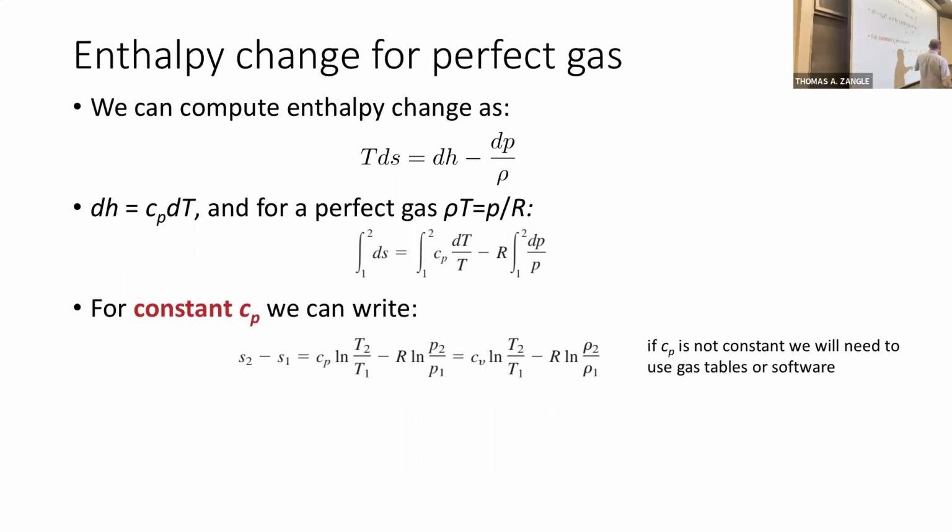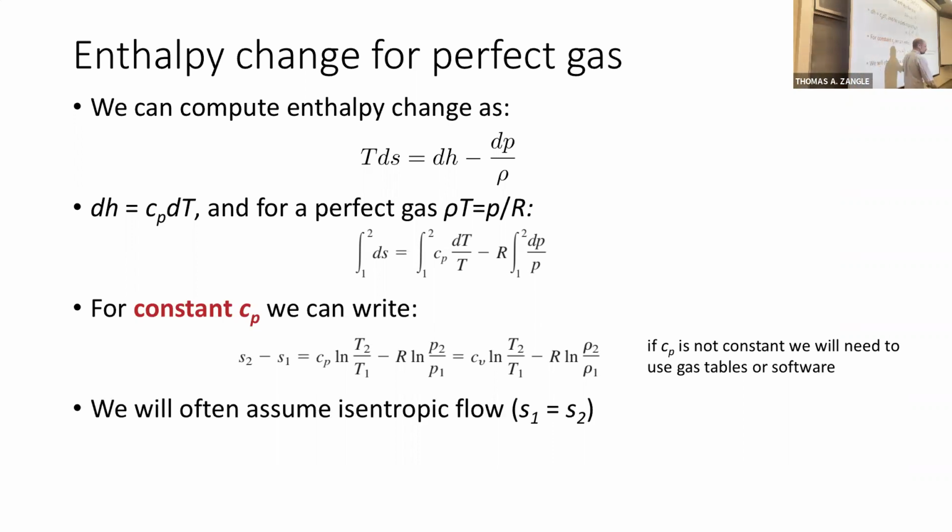And here I'm just noting that if CP is not constant, or if we don't have a perfect gas, then that's when we start getting into gas tables to make some approximation, or software. So there are solvers we can use to solve compressible flow problems that would have all of this thermodynamic property information built in. But for our analysis, we're going to be confining ourselves to this perfect gas model. So CP, CV constant.